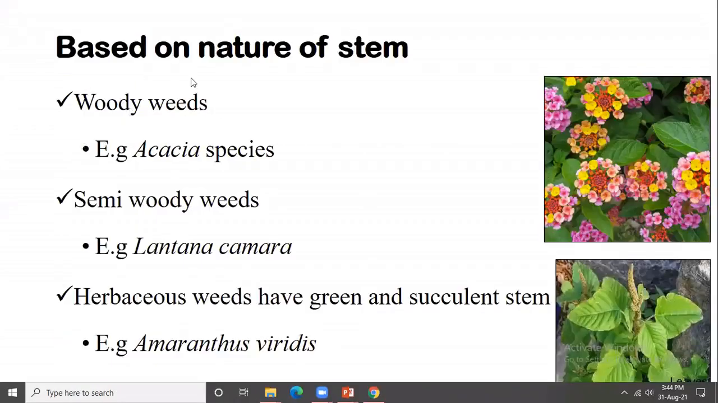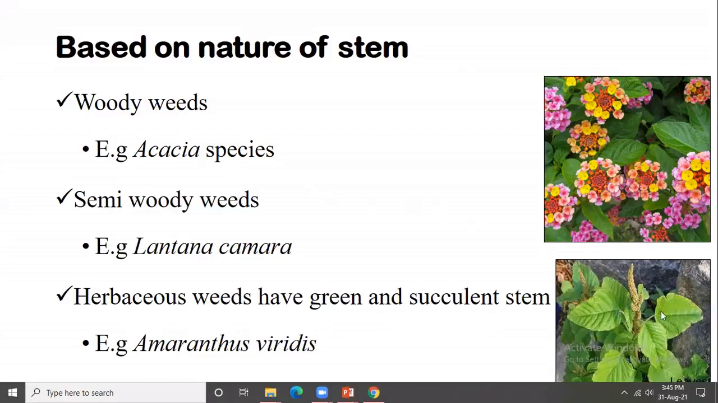Okay, now we will move to classification based on the nature of the stem. Here we have three types: woody stem, semi-woody stem, and herbaceous weeds, which have a green and succulent stem. An example for woody weeds is Acacia species, for semi-woody weeds Lantana camara, and for herbaceous weeds with green and succulent stems, Amaranthus.